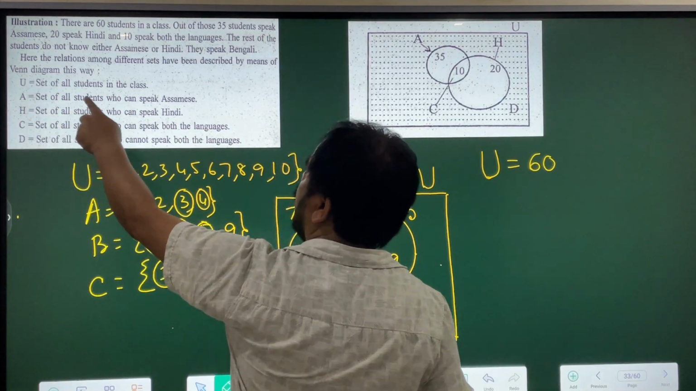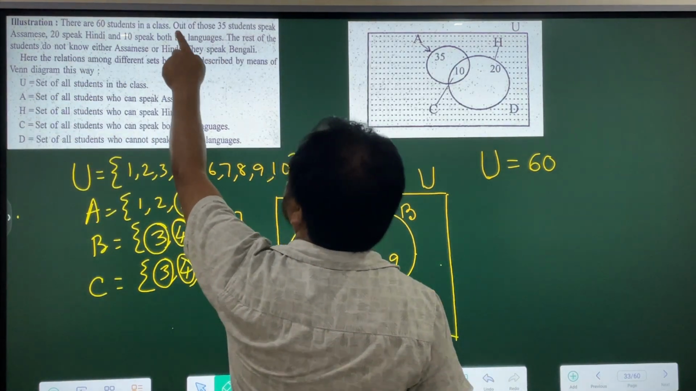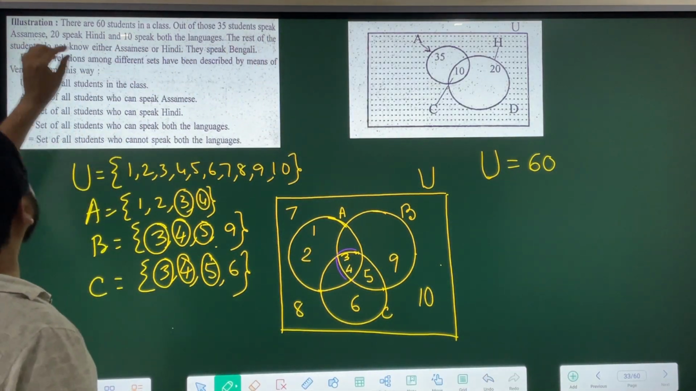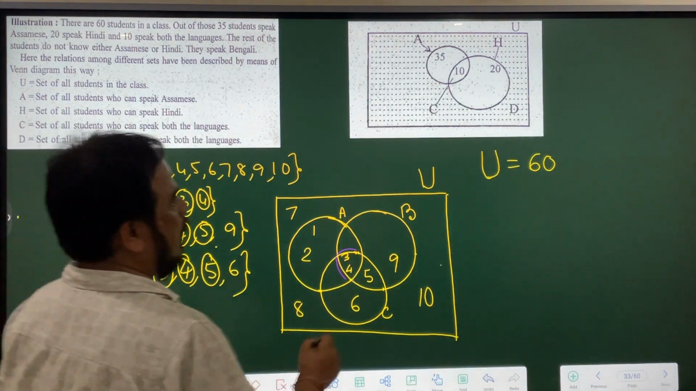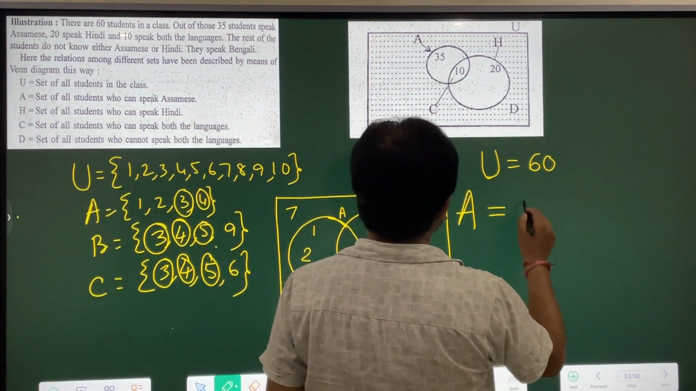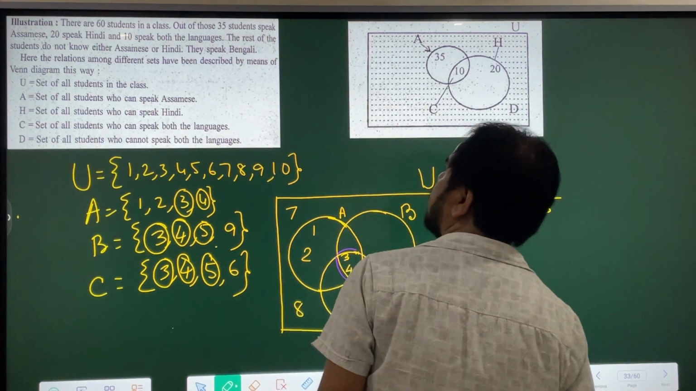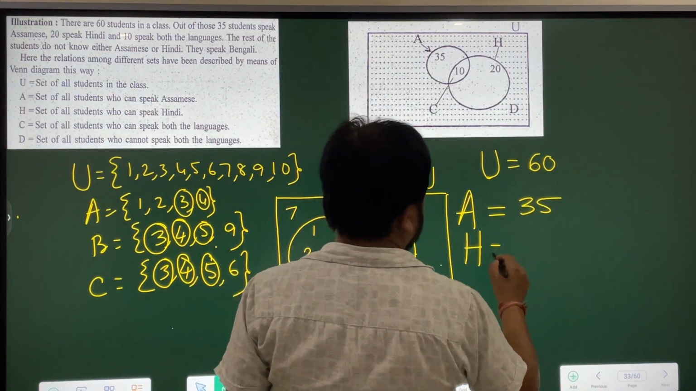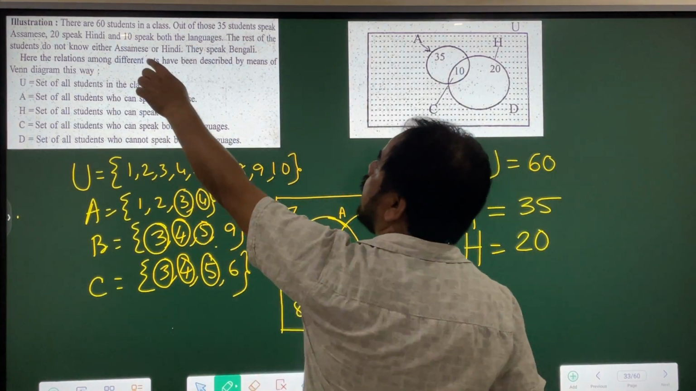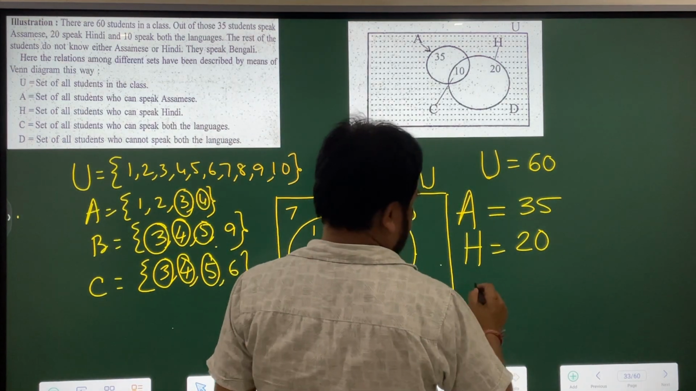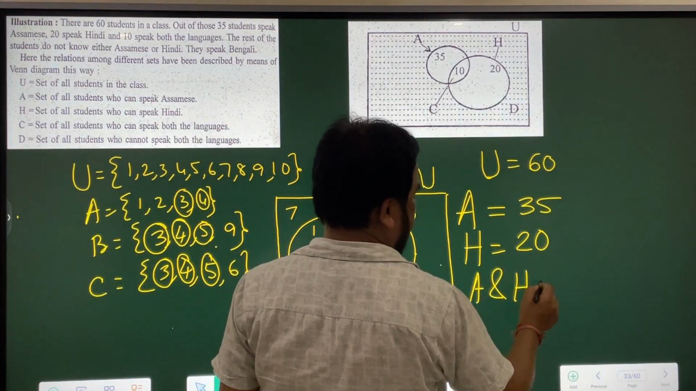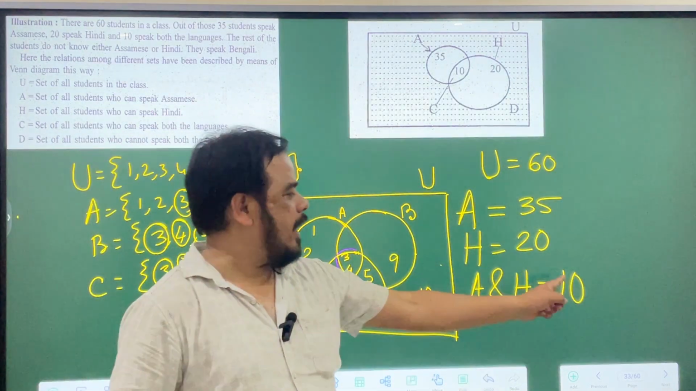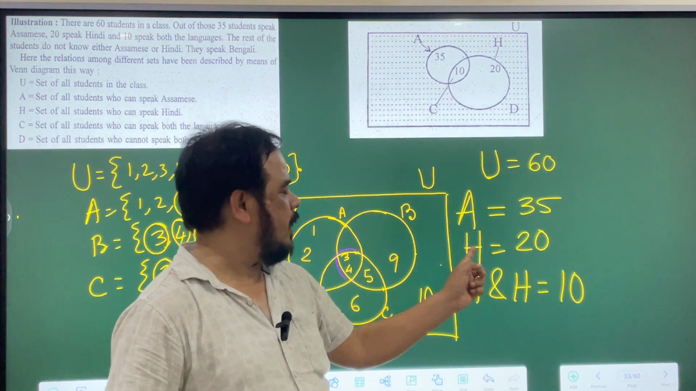A is the set of all students who can speak Assamese. Out of those, 35 students speak Assamese. 20 students can speak Hindi and 10 speak both languages, Assamese and Hindi. That means 10 is common for set A and set H.